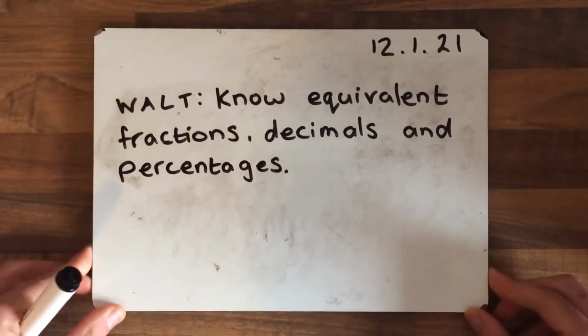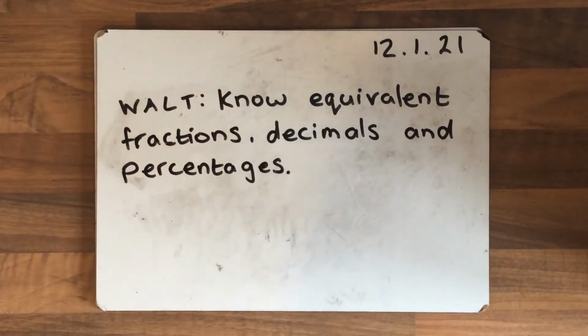Okay then, Year 6. So what we are looking at today, our WALT, is we are learning to know equivalent fractions, decimals and percentages. Now, we spent quite a few weeks before Christmas looking at fractions, a bit of time just before Christmas looking at decimals, and then just before we finished last week we had a lesson on percentages, and we reviewed that yesterday as well. So today is kind of consolidating everything that we've been doing so far, looking at equivalent fractions, decimals and percentages.